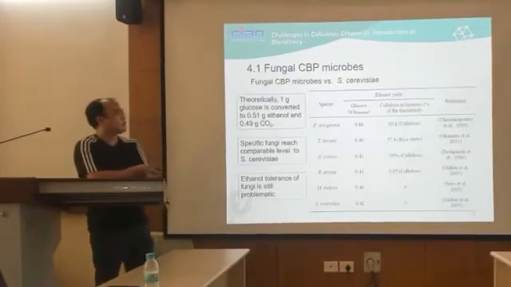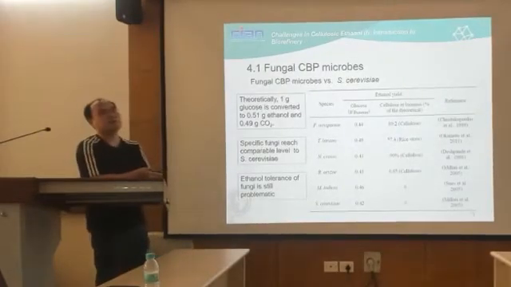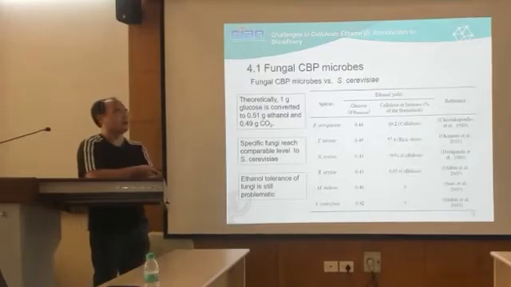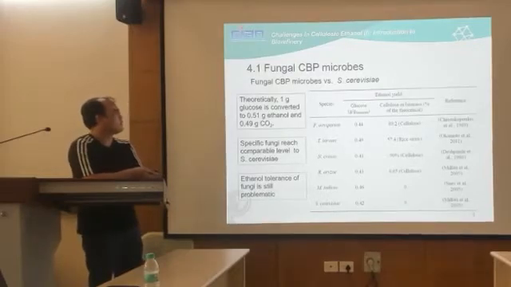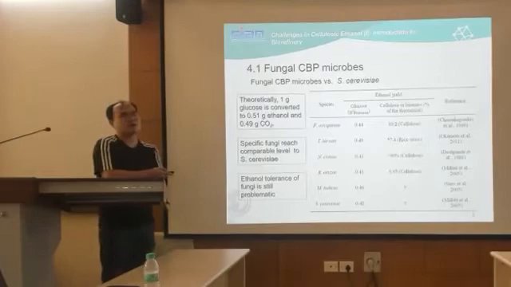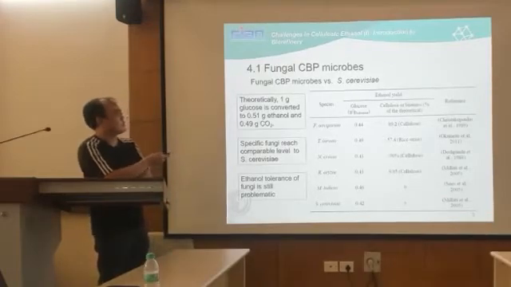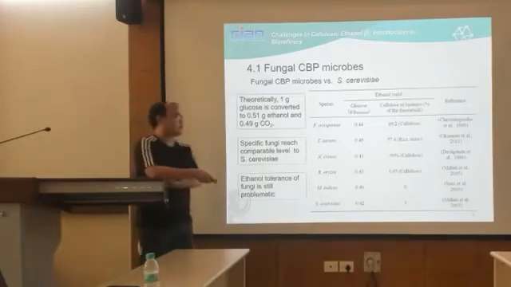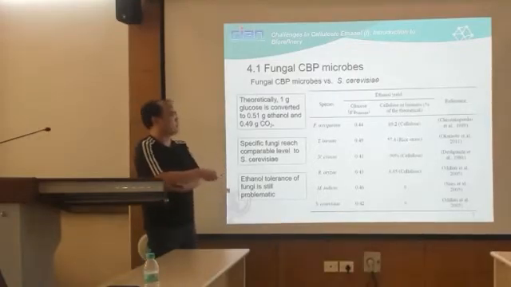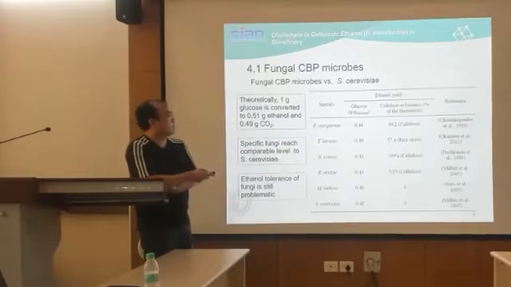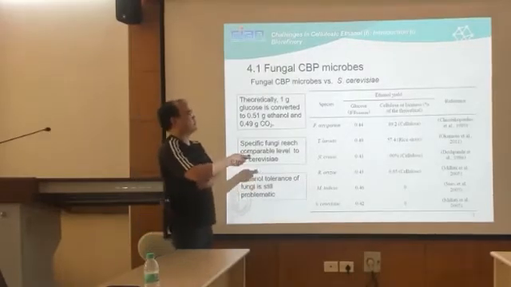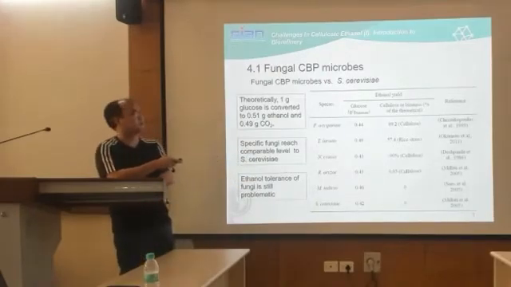Theoretically, 1 gram of glucose can be converted into 0.51 gram of ethanol and 0.49 gram of carbon dioxide. It is theoretical data. In this list, I summarized some common fungi just for CBP purposes. This slide details the conversion from the glucose substrate.